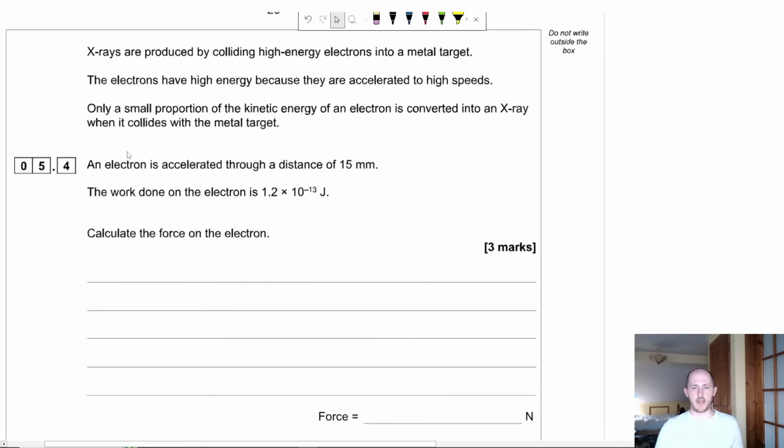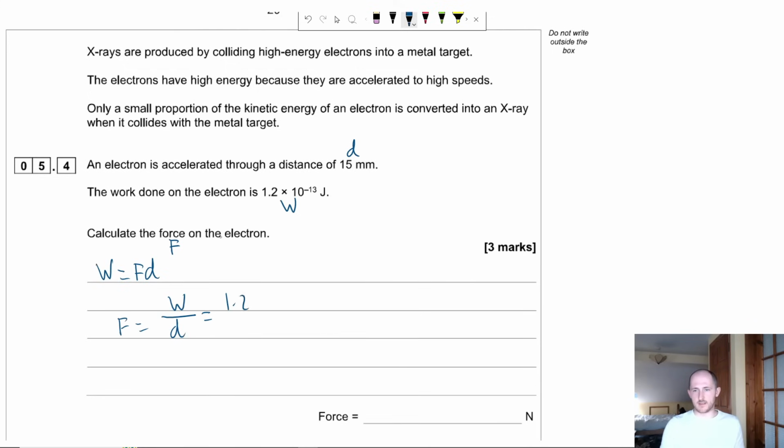An electron is accelerated at a distance of 15 millimeters, and the work done is 1.2 times 10 to the minus 13. Calculate the force. So again, what we're going to do is we're going to label D. This is work done, so W, and the force is obviously F. So you're looking for an equation that has F, W, and D in it. And hopefully you come across the work done formula, which is work done is equal to force times distance. And we're trying to work out force, so that would be work done over distance.